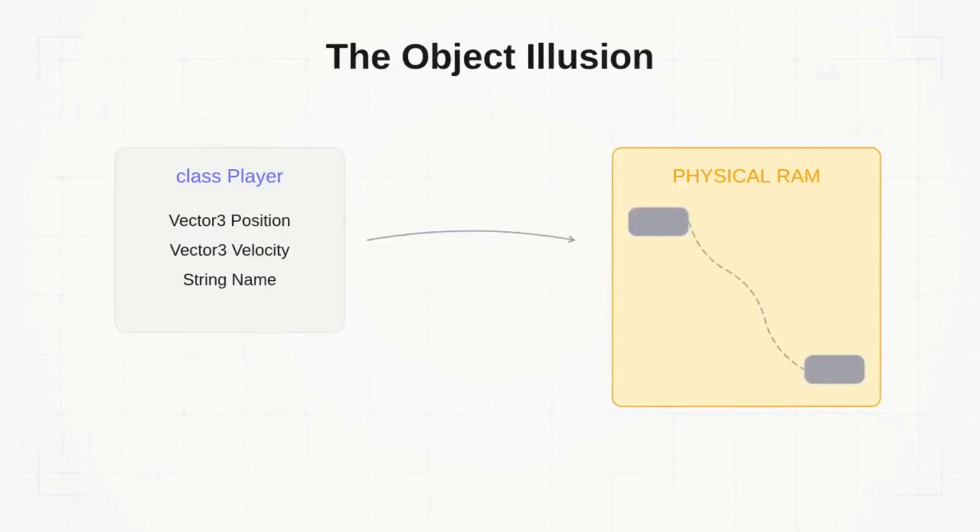Today, we're exploring data-oriented design and why the way you've been taught to structure data is likely the biggest bottleneck in your application. We need to move from thinking about what things are to how the data is transformed.